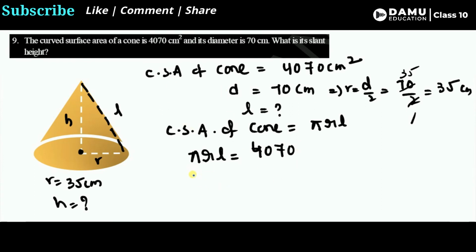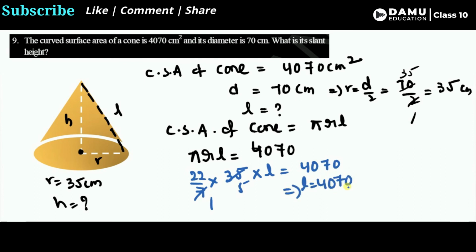Let's calculate. Pi is 22 by 7, into radius 35, into L, that will be equal to 4070. So 7 ones are 7, 7 fives are 35. That means 5 into 22 L will be equal to 4070. So let's cancel it. 814 by 22, 814 by 22. We can get 11 twos are 22, then 2 fours are 8.